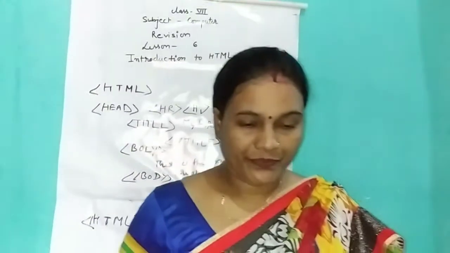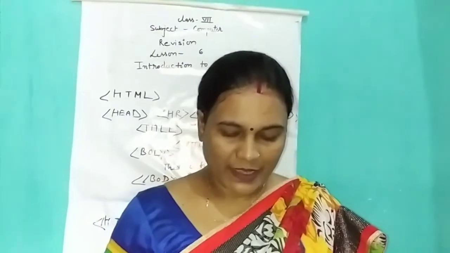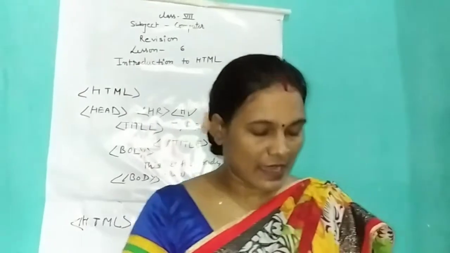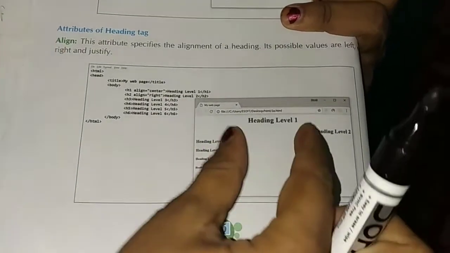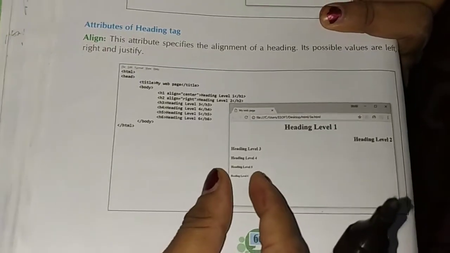Next is the attribute of the heading tag. The attribute of the heading tag is align. Align means where you want to align your heading. Like the align attribute: align equals to center, align equals to left, align equals to right, whatever you want.